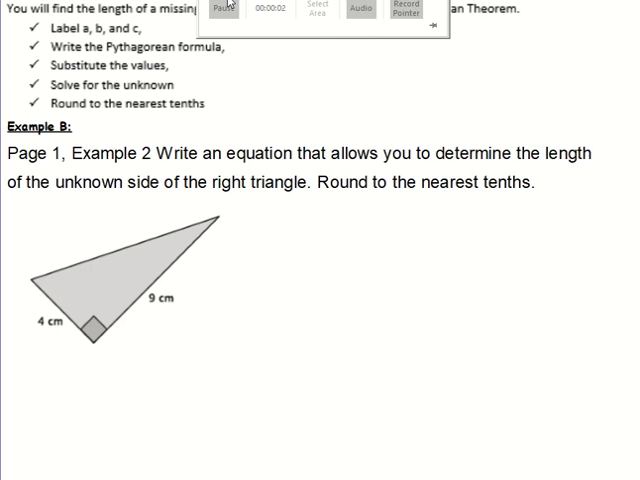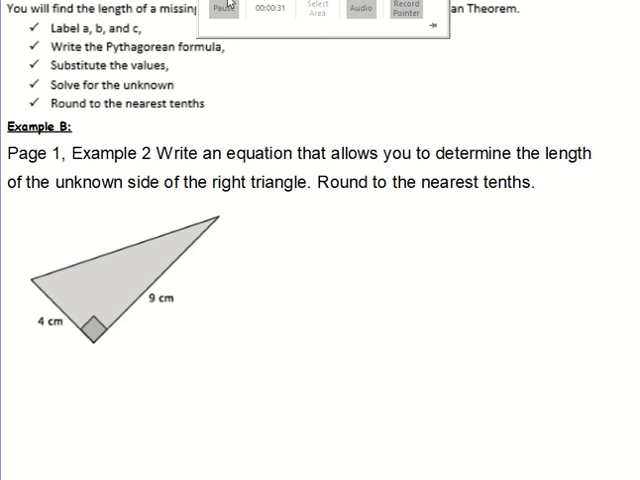In this example, we're going to go through and find the missing side of a right triangle by using the Pythagorean Theorem. So our steps again: label A, B, and C. C is the hypotenuse, A and B are the legs. Write the Pythagorean Theorem formula, A squared plus B squared equals C squared. Then we're going to substitute our known values into the formula. Then we're going to solve for the unknown, and then if needed, round to the nearest tenths.